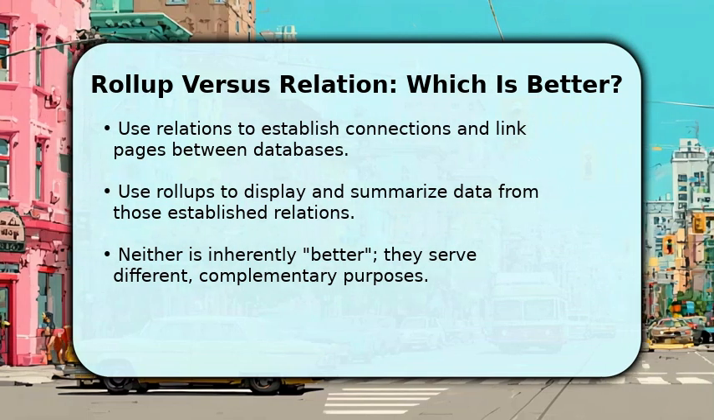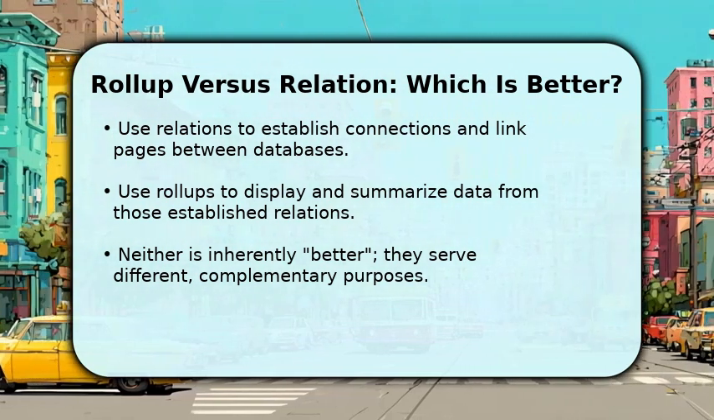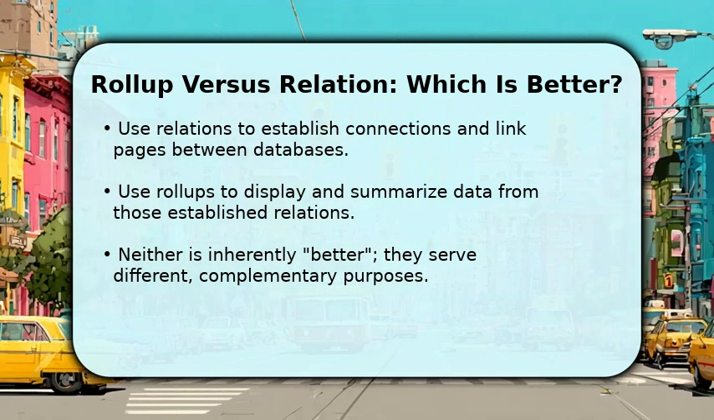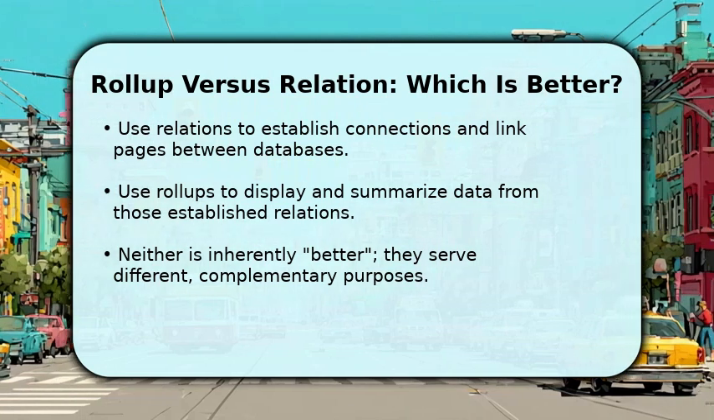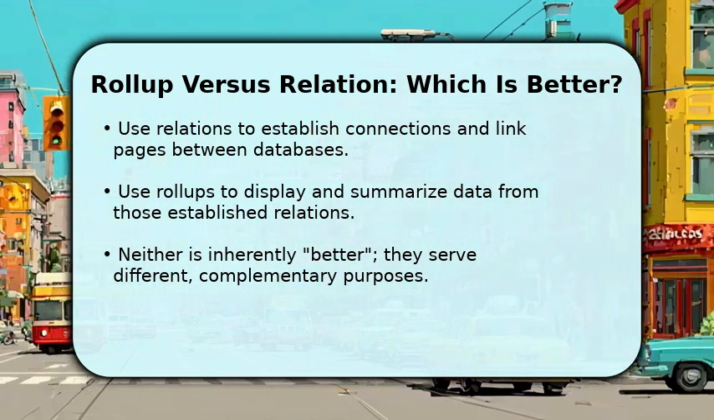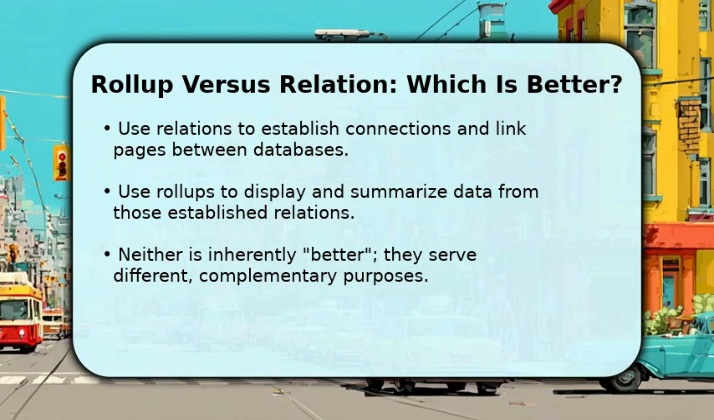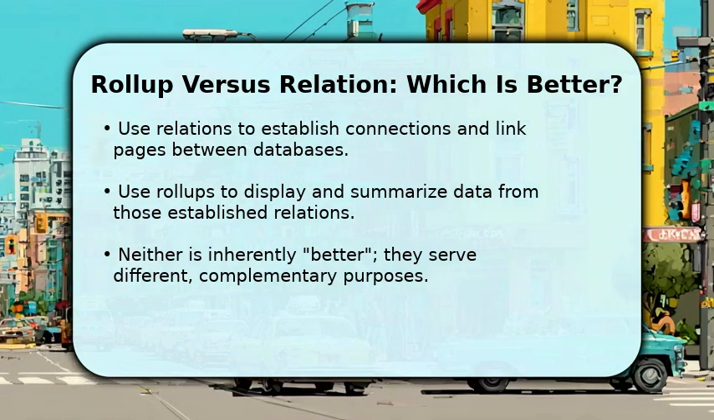The question isn't really which is better, but rather how they work together. Relations are about creating the links, while rollups are about leveraging those links to display and aggregate data. You need a relation first to even use a rollup. For example, you might use a relation to link a book to its author, and then a rollup to show how many books that author has written. They are two sides of the same coin, each essential for building robust and dynamic Notion systems.